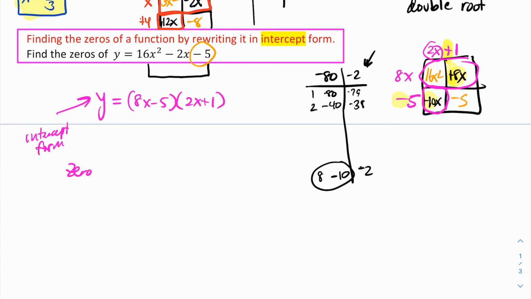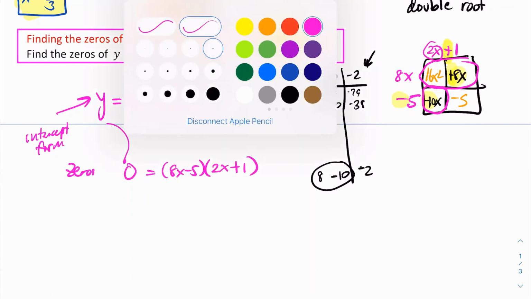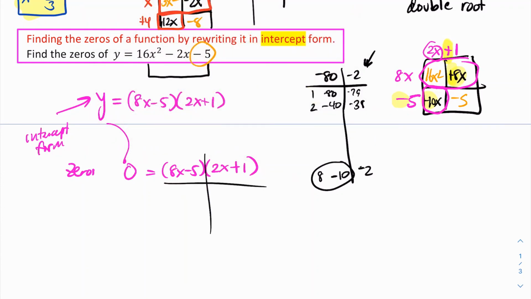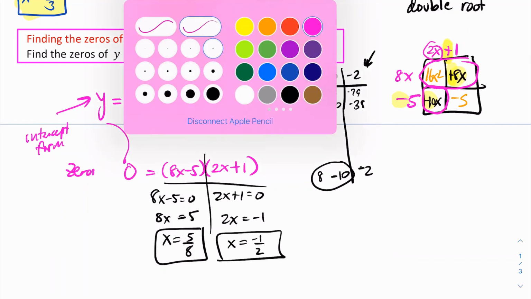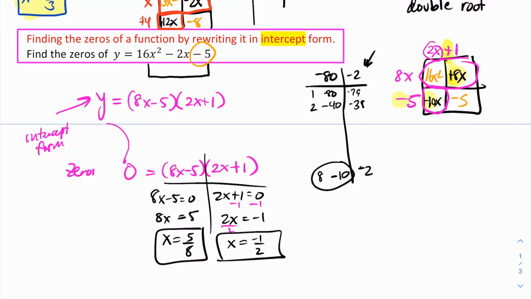Now to find the zeros, you're going to make y equal to 0. And then you're going to set both of those equal to 0. Okay, so 8x minus 5 is equal to 0. So those are your intercepts. So you're going to add 5, divide by 8. Here you're going to subtract 1, and then you're going to divide by 2. If you want to show that work, feel free to do that. But you don't have to.